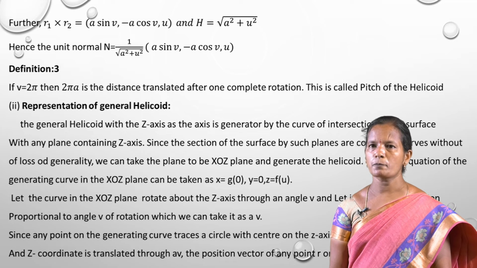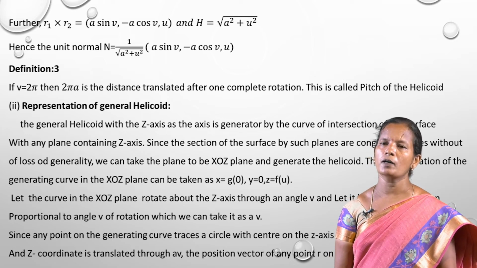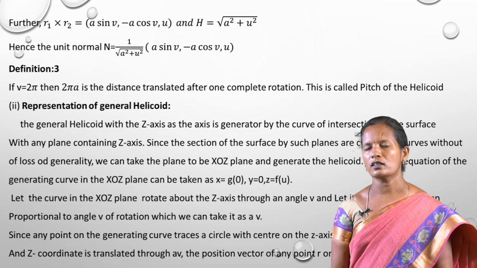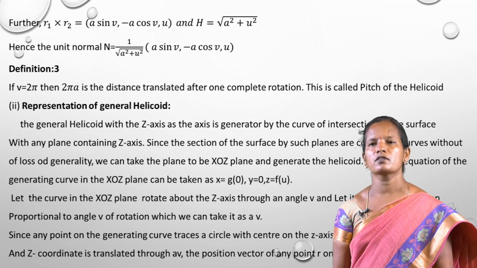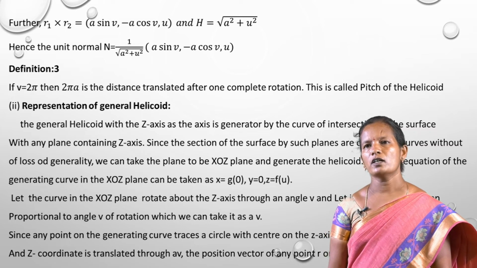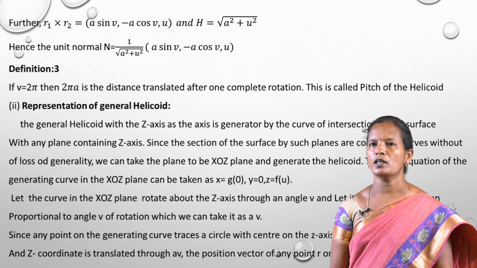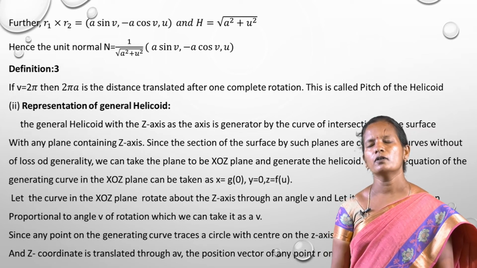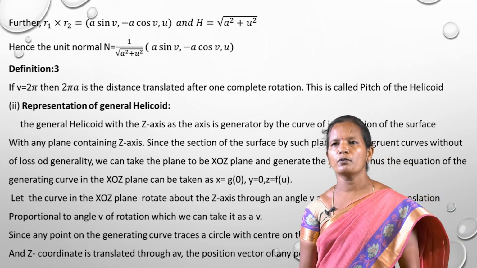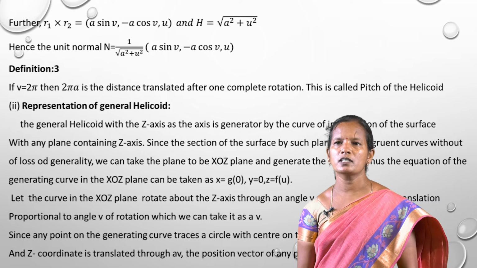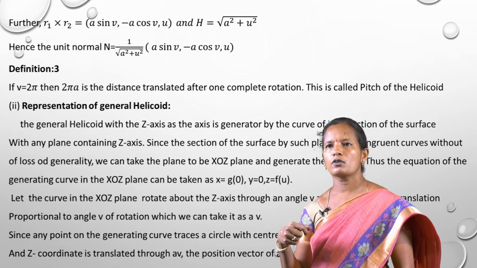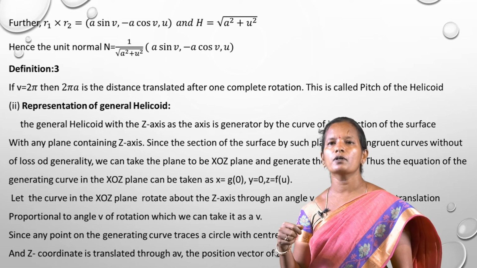Further, we have taken the dot product R1 dot R2, so the curves on the surface are orthogonal, and now we take the cross product between R1 and R2. The value is (a sin v, −a cos v, u). We take the determinant value of R1 cross R2, expand it, and we get this value. And H is equal to the square root of a squared plus u squared. H means the modulus of R1 cross R2, already you know the formula.